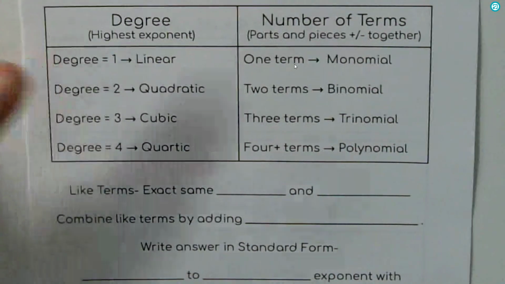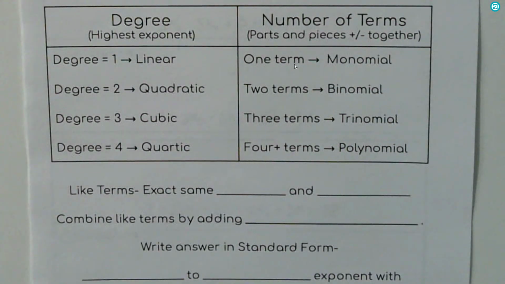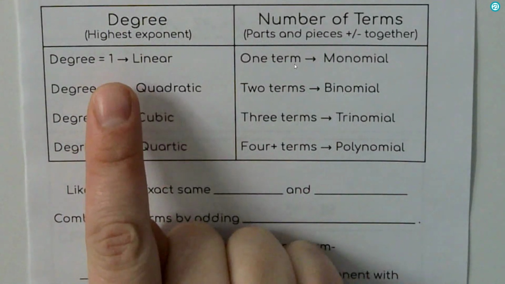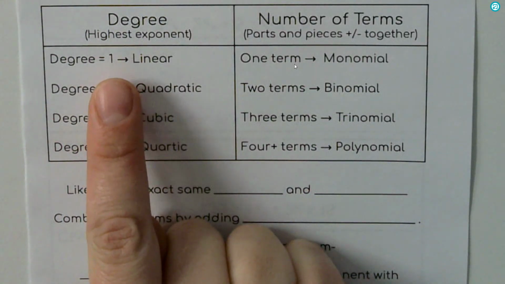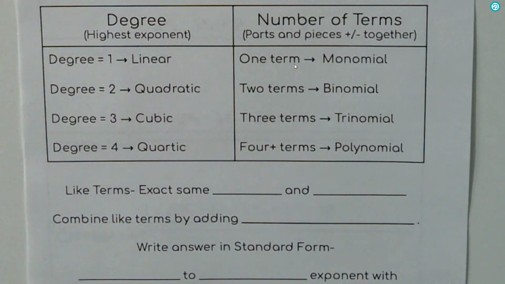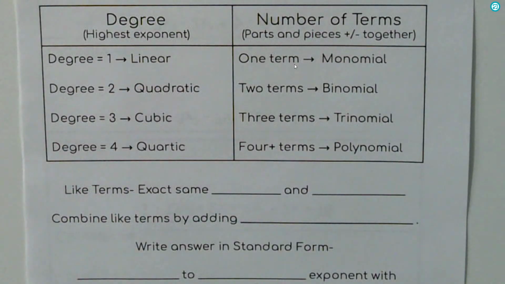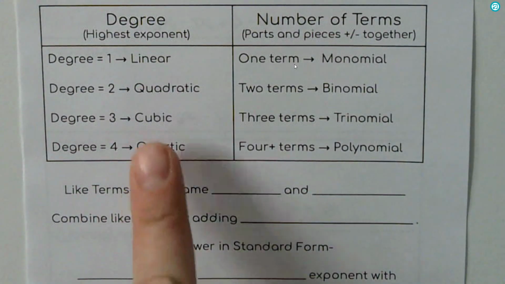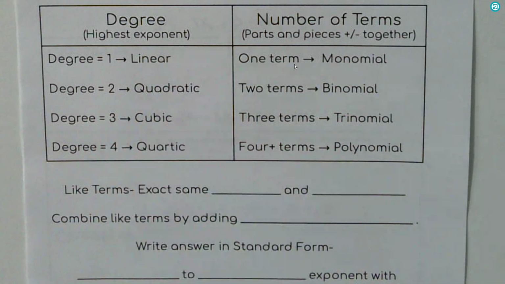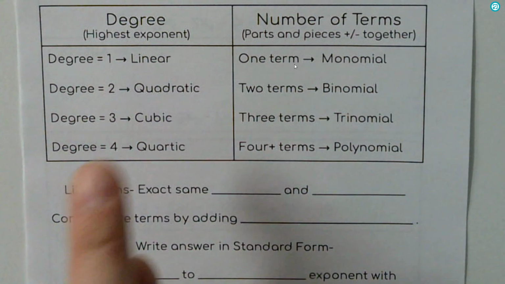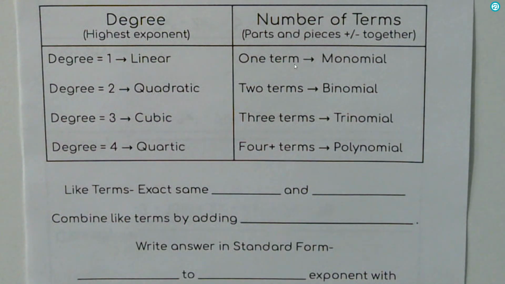So degree is your highest exponent. So if our highest exponent is 1, which those 1s will always kind of be like imaginary, so it'll just be x to the first power. If our highest degree is 1, that is a linear polynomial. If our highest degree is 2, it's quadratic. If our highest degree is 3, it's cubic. And if our highest degree is 4, it's quartic.